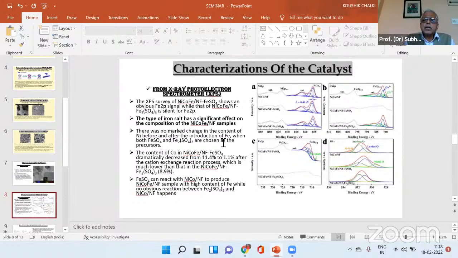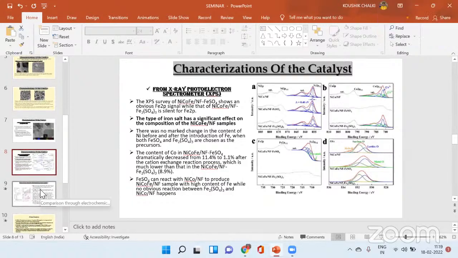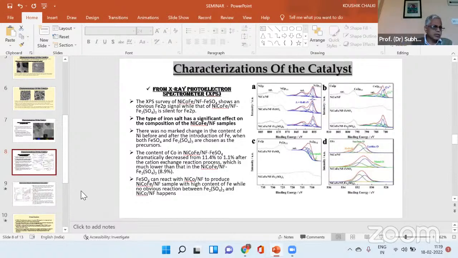And another point, Kaushik, have you seen the turnover value, that is, how many times the catalyst can be used? What is the reproducibility? Is it reusable? Sir, I have not. Okay. It will have to be done that number of times, then it can be said. Okay, thank you.